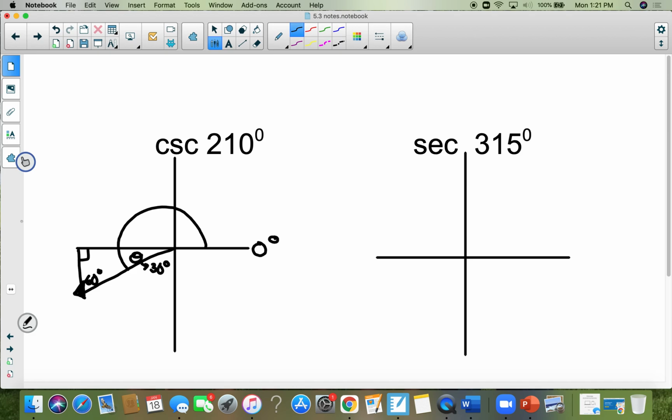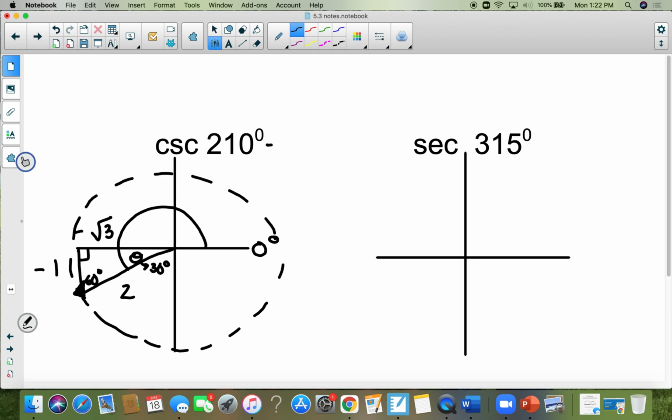What is opposite 30 is a 1. What's opposite 60 is root 3. And what's opposite 90 is 2. But now comes a little bit more difficult. I went out on the x-axis a negative root 3. I went down on the y-axis a negative 1. The radius is always a positive 2.